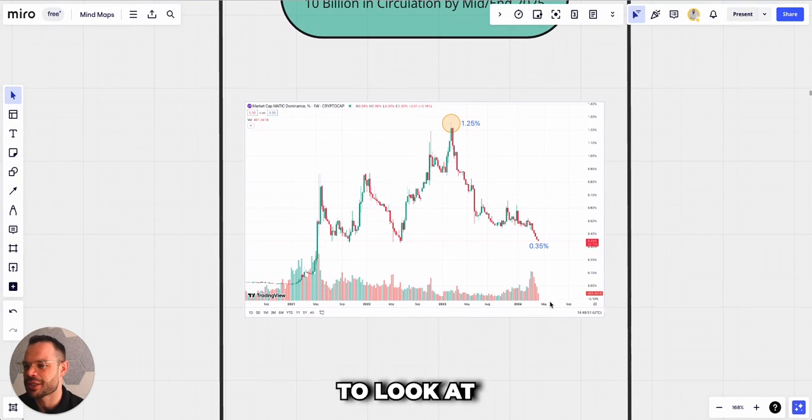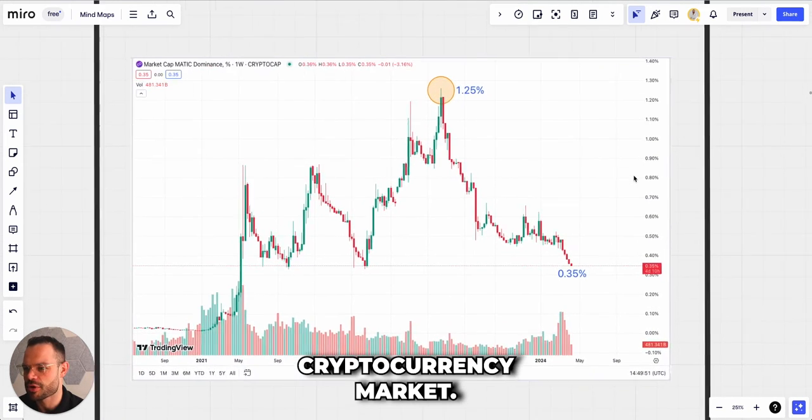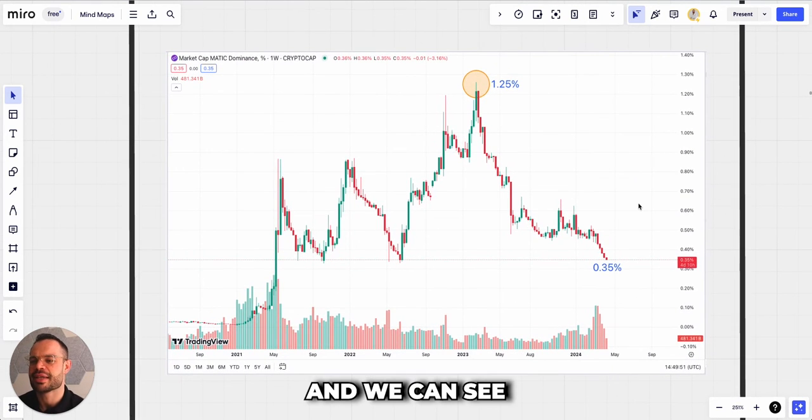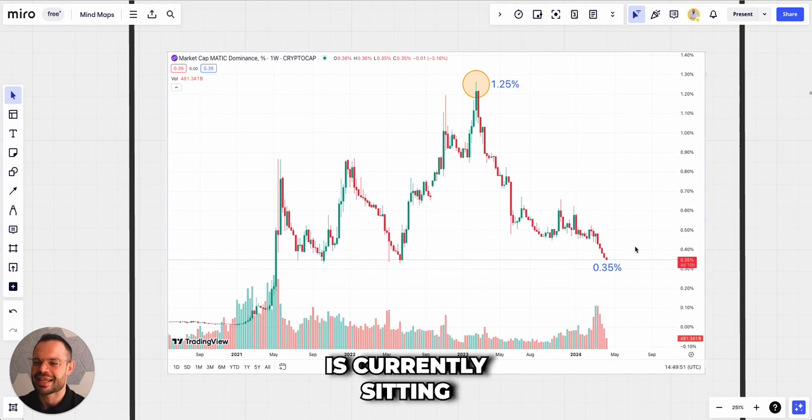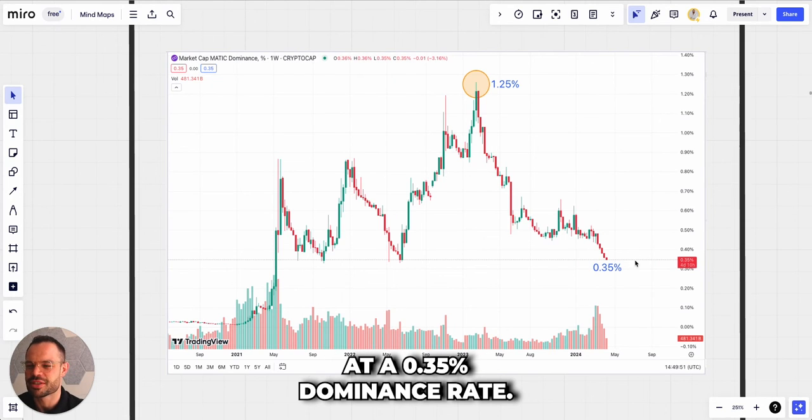The last thing we're going to look at before making our price prediction is the MATIC and Polygon dominance versus the rest of the cryptocurrency market. We can see that Polygon is currently sitting at a 0.35% dominance rate.